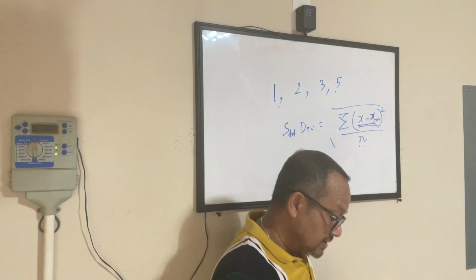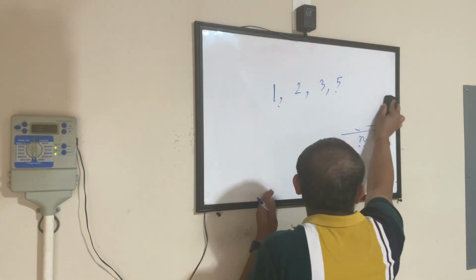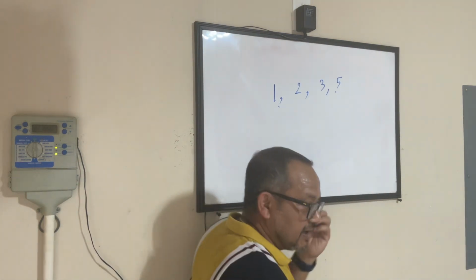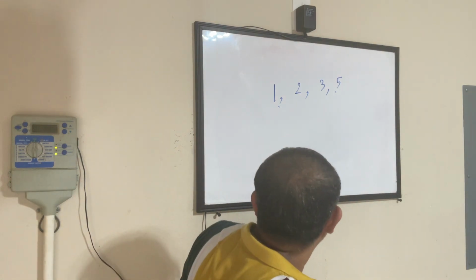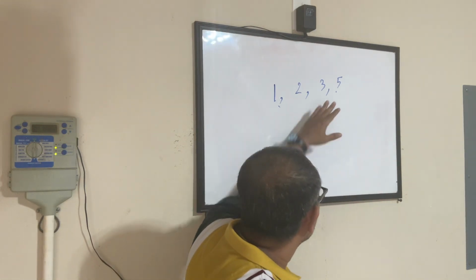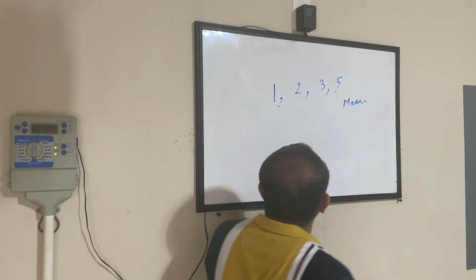So don't try to memorize this formula. Okay, you will start hating me as a teacher. Don't do that. Forget about this formula. I was just trying to write that in a very intelligent way, which is not the case with me, though. So here I have 4 records. First of all, we have to find out the mean. What is the mean here?